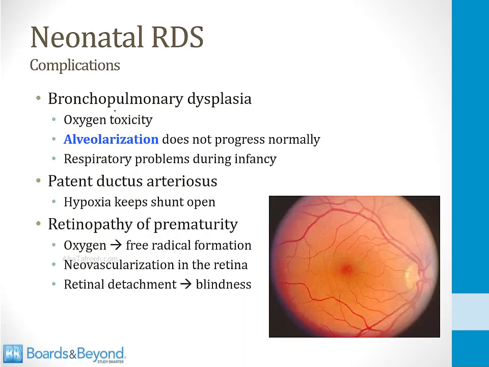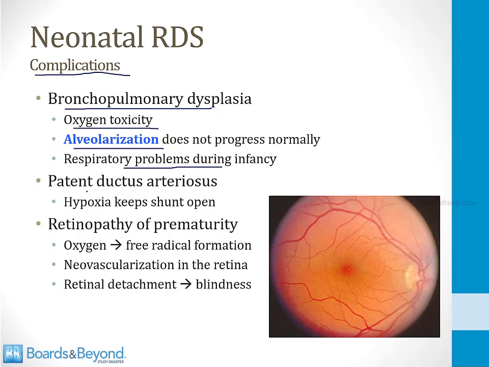So neonatal RDS is bad because it affects gas exchange in the baby, but it's also bad because there are a number of complications that can develop when the baby does not have normal lung function. First one is bronchopulmonary dysplasia. I talk about this in more detail in the video on pulmonary embryology. But babies with neonatal RDS are often administered oxygen, and high concentrations of oxygen can lead to toxicity, which can cause the lungs to not develop normally. The lungs are still developing at the time of birth and in the neonatal period. The process of alveolarization, which is part of lung development, does not progress normally, and that's what leads to bronchopulmonary dysplasia. And babies that have this problem can have respiratory problems during infancy.